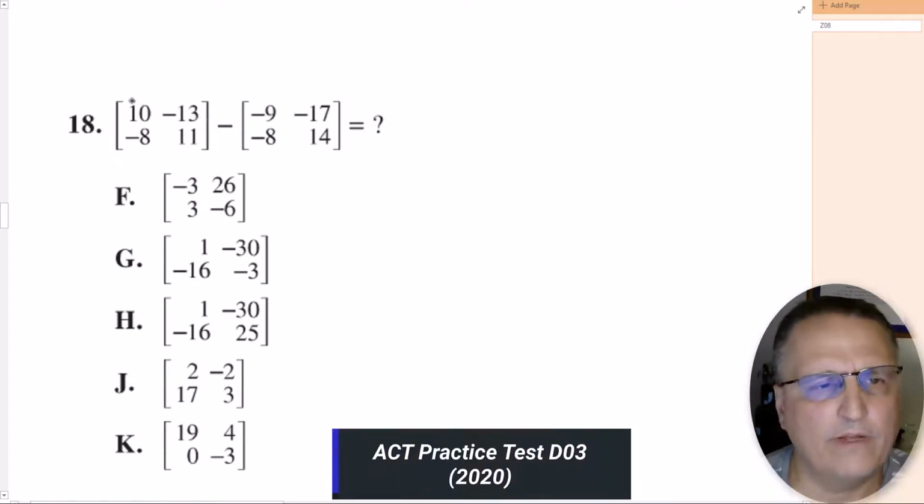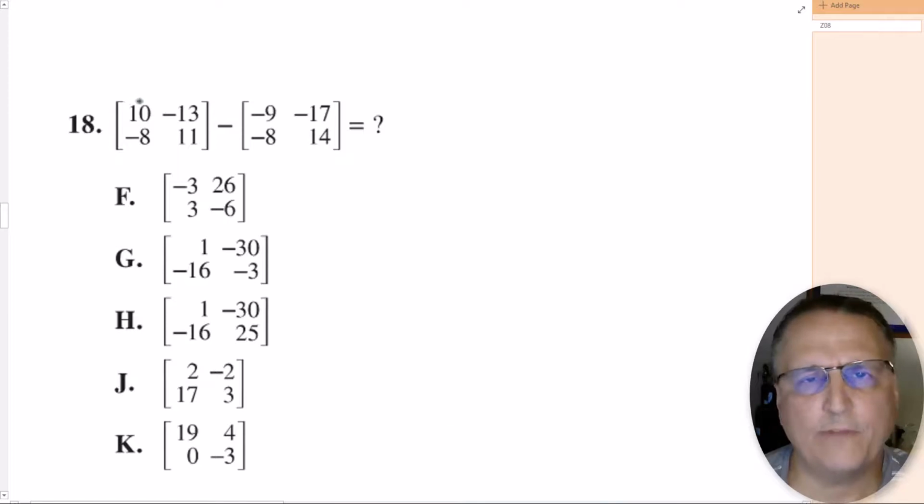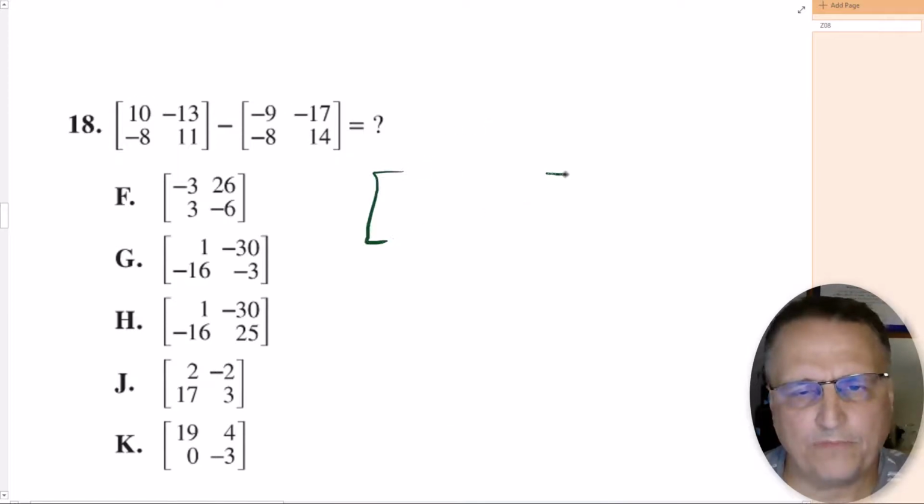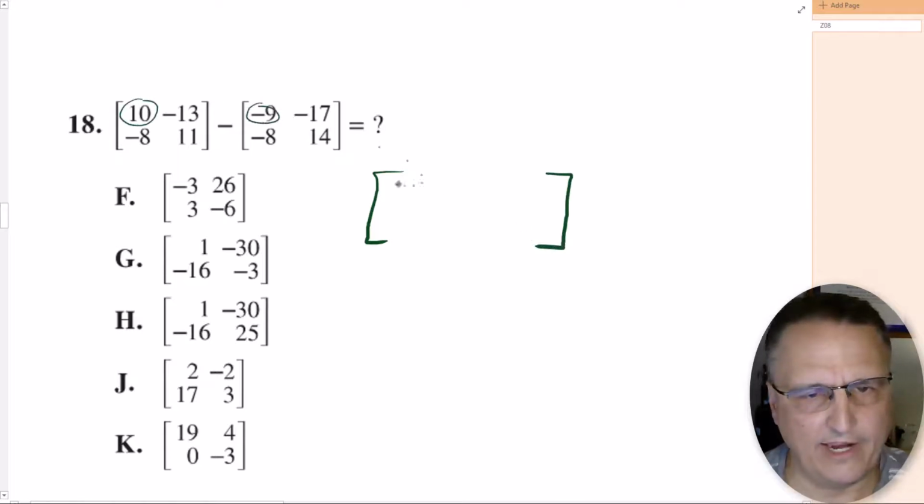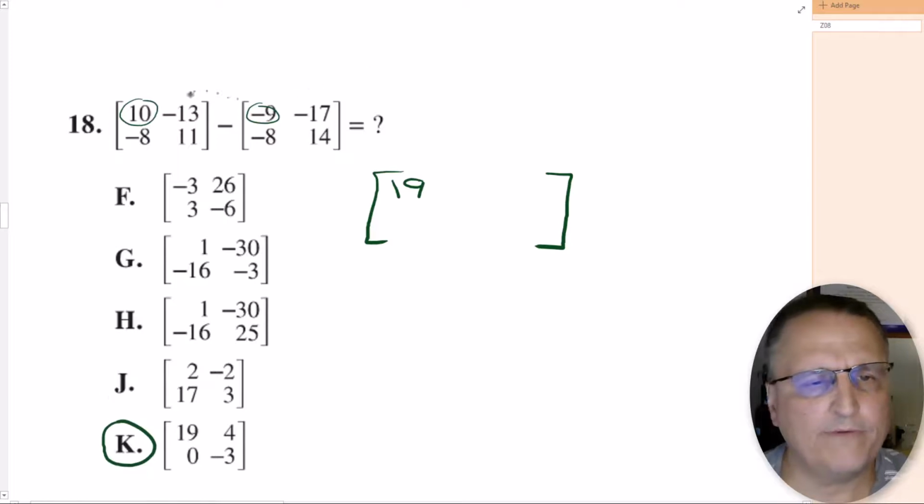Here's another matrix problem where I am subtracting instead of adding, but very similarly what I would be doing here is subtracting the corresponding elements from each one of the 2 matrices. That means that my matrix, when I do this subtraction, would be 10 minus a negative 9. That would be 19. Now, I'm taking a glance at my answers, and I'm pretty sure that my answer is going to be K. But let's go ahead and finish this out.